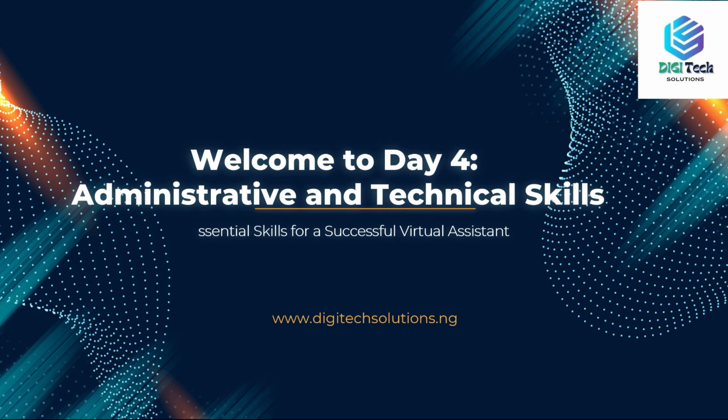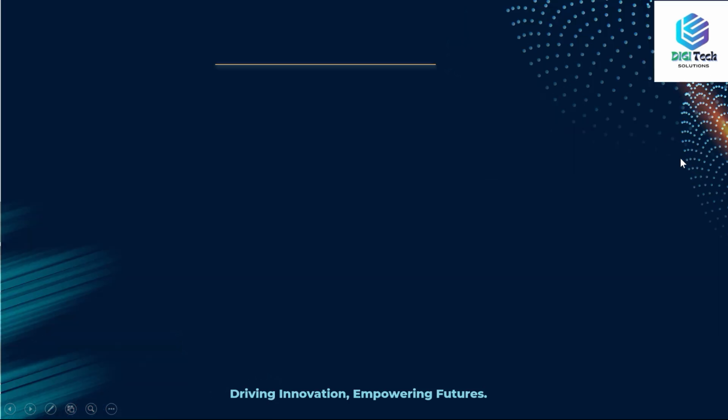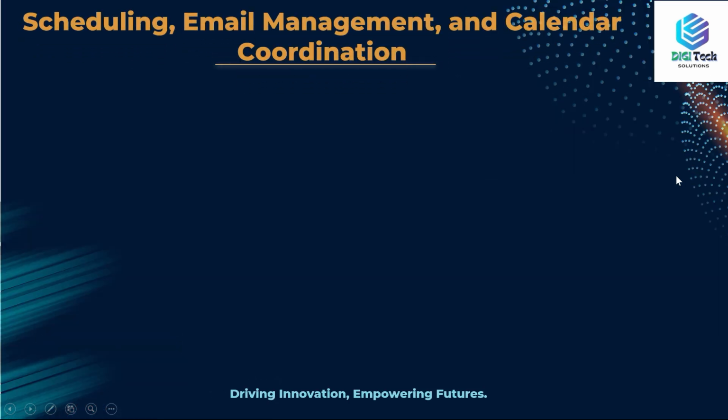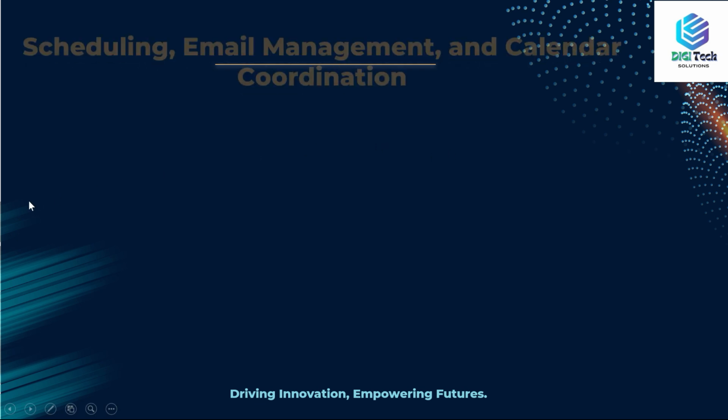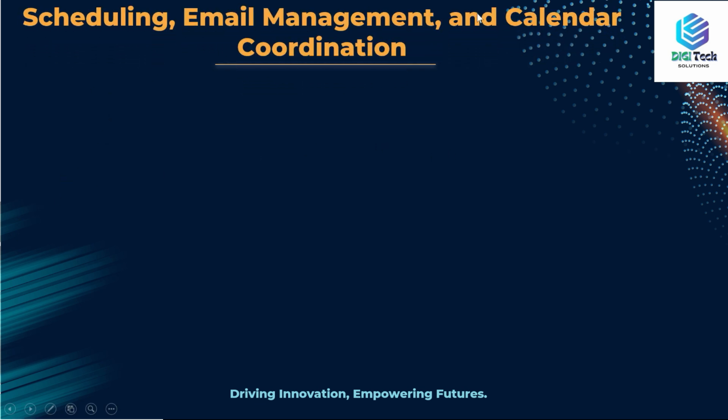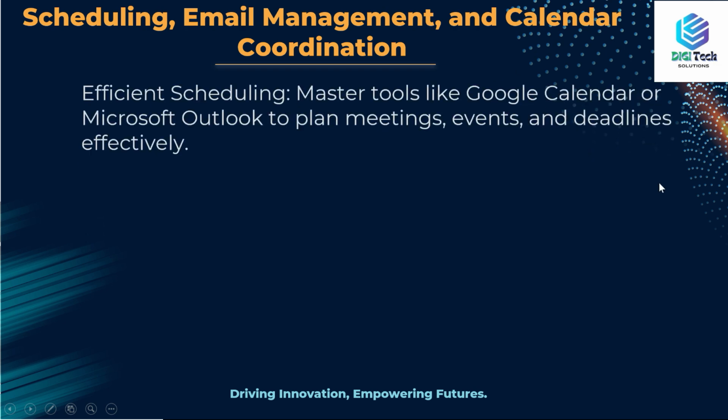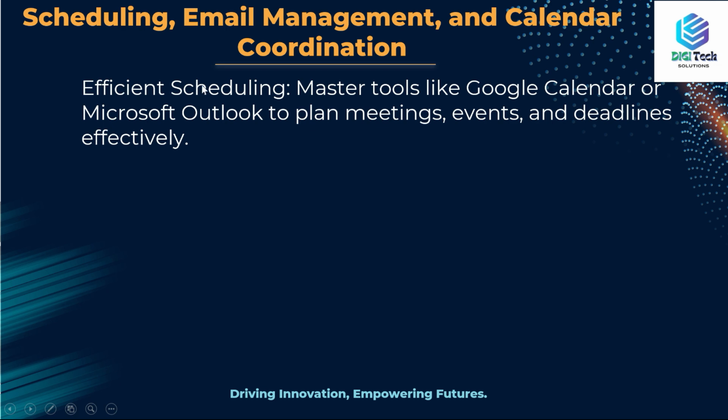Okay, now we are looking at scheduling and email management and calendar coordination. When I say efficient scheduling, master tools like Google Calendar or Microsoft Outlook to plan meetings, events, and deadlines effectively.